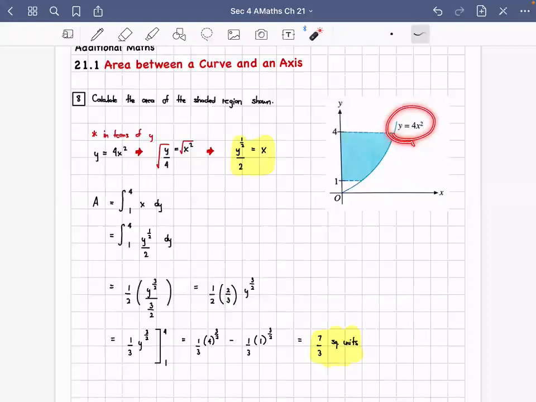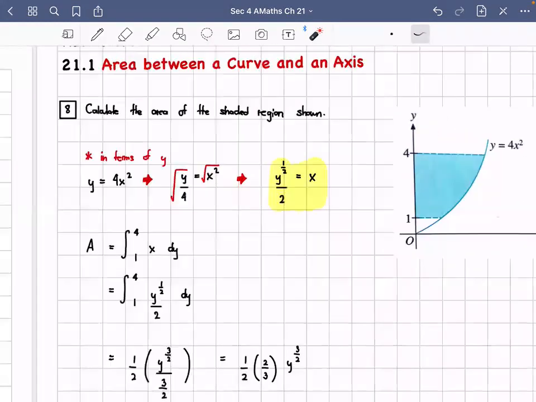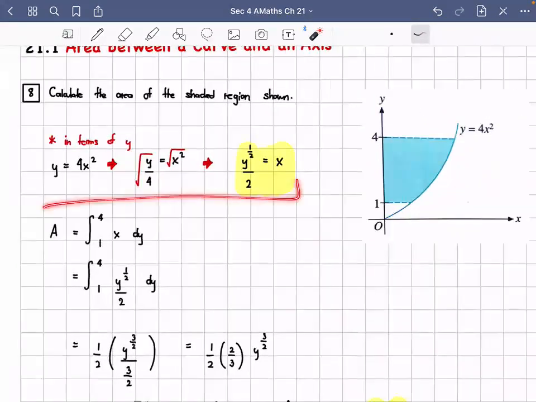So basically, we need to remove everything from x and put it to the other side. Let's have this here. This is the process. We're given y is equal to 4x squared. So what I did here is to remove 4 first. So divide both sides by 4. So 4 is removed. That's why you have y over 4 equals x squared here.